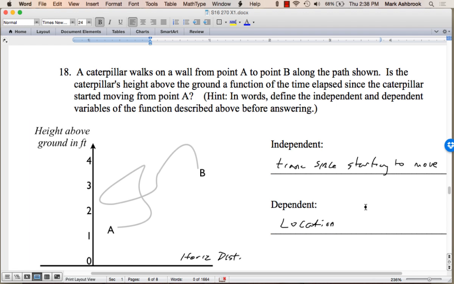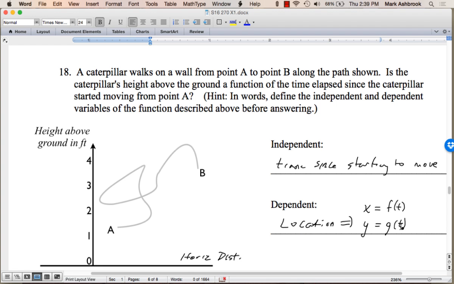Isn't this a function? And isn't the curve a representation of those two quantities? Time since starting to move and location. So what do you need then to express location? Jacob nailed it. What do you need? Right, you would need your x coordinate as a function of time, and y as some other function of time.